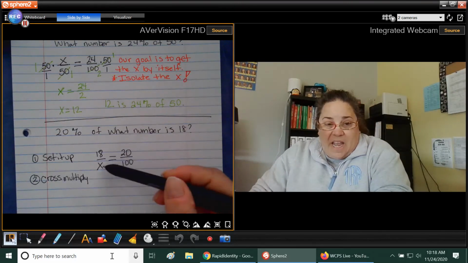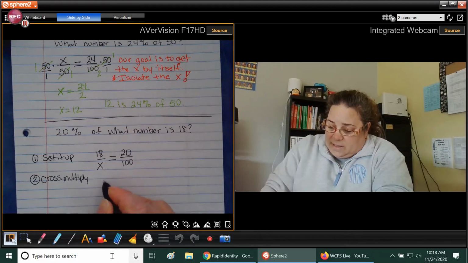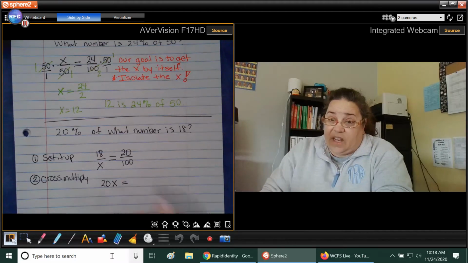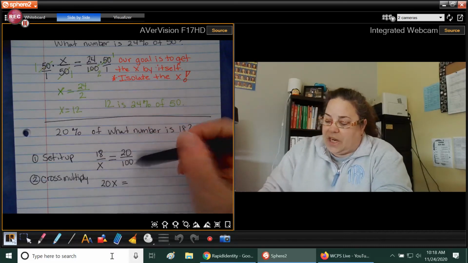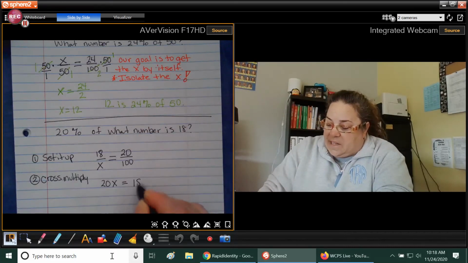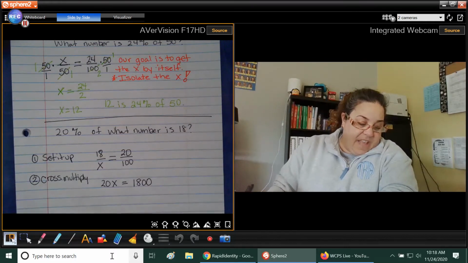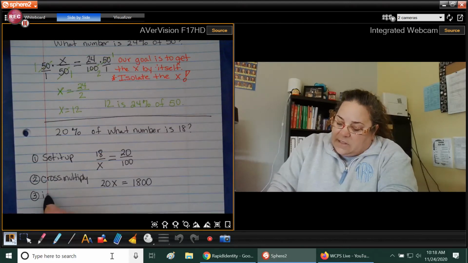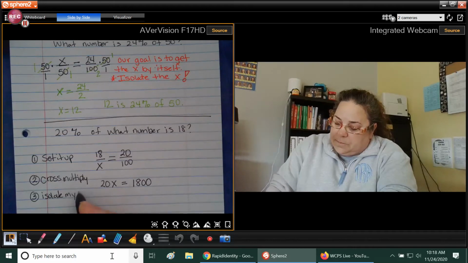Okay? So 20 times x equals 20x. Okay? I put my equal sign there because it's still there. And then cross multiply. 18 times 100 equals 1800. Then step 3, isolate my x.